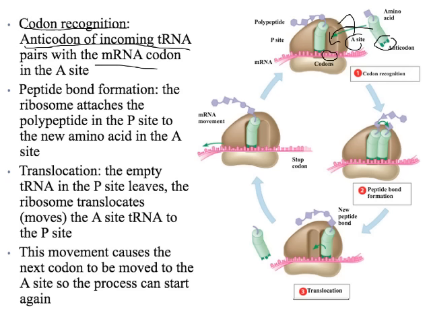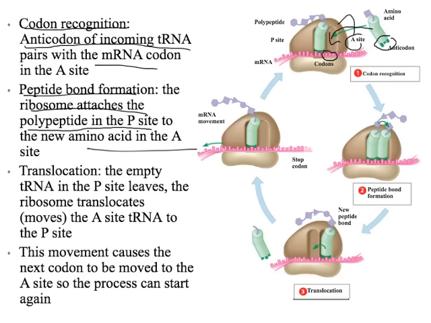The next step is peptide bond formation. This is when the ribosome makes a peptide bond. And remember, peptide bonds are the bonds between amino acids. So it's going to attach the polypeptide chain that's in the P site and bond it with the other amino acid that's currently in the A site.